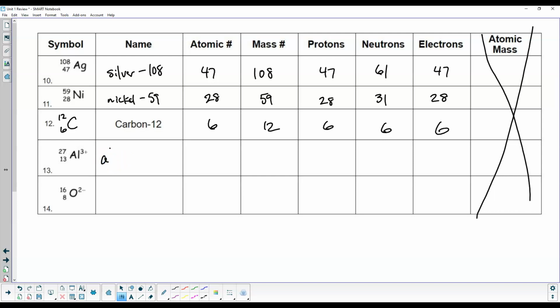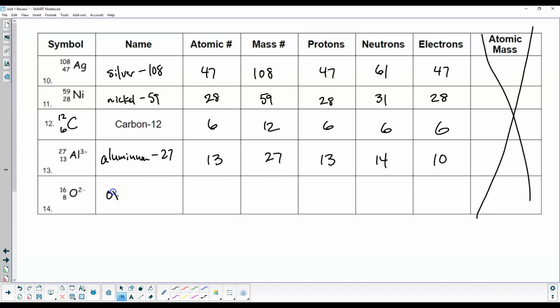Okay, the next one, aluminum hyphen 27. And so atomic number is 13, mass is 27. There are 13 protons, 14 neutrons. Now notice this has a net charge of 3 plus. This is an ion. That tells me that the protons and electrons are not the same. Because the charge is 3 plus, that means they have 3 more positives than negatives. If protons are 13, electrons are 10.